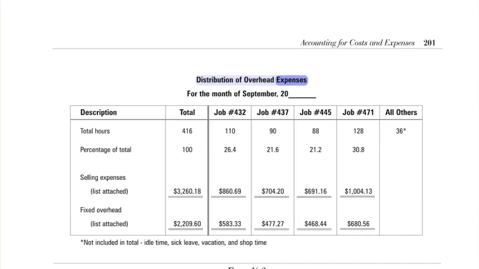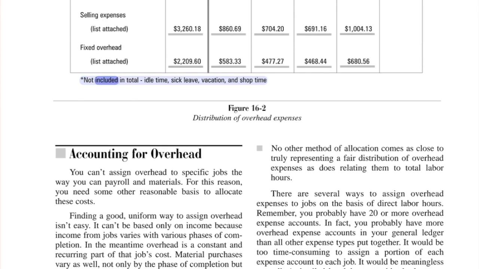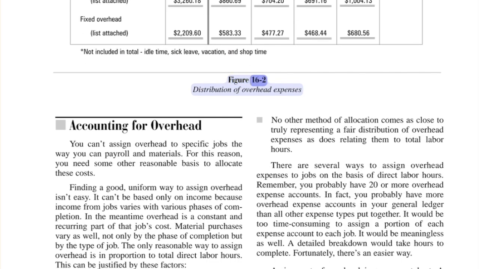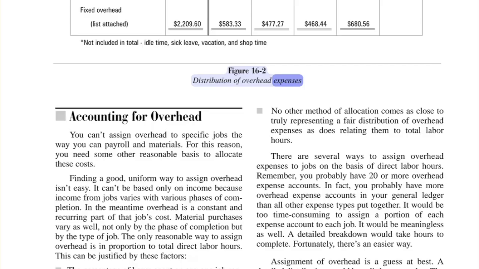Distribution of overhead expenses. Not included in total: idle time, sick leave, vacation, and shop time. Figure 16-2, distribution of overhead expenses.